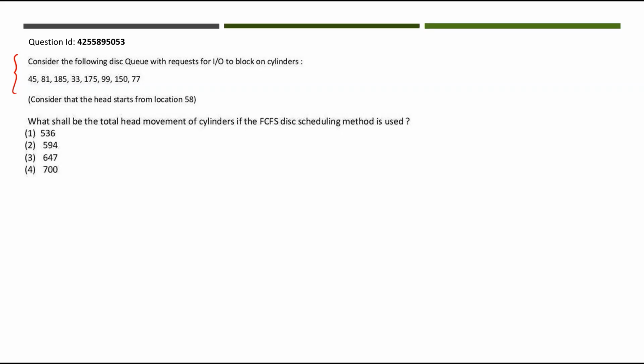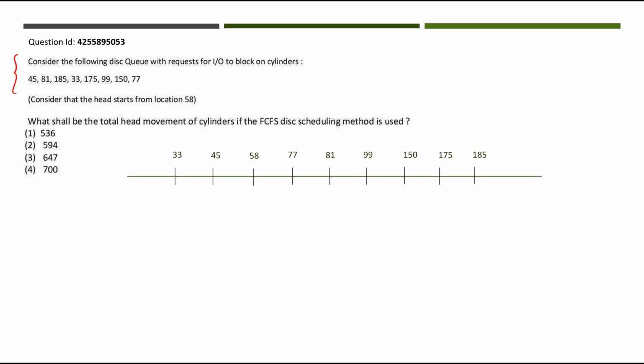Let's see the first question. What shall be the total head movement of cylinders if the FCFS disk scheduling method is used? So let's take the cylinder arrangement here. They say it starts from location 58. I have placed the requests 33, 45, 77, 81, 99, 150, 175 and 185.